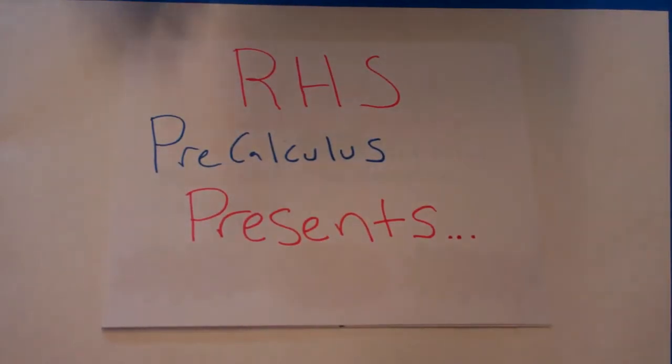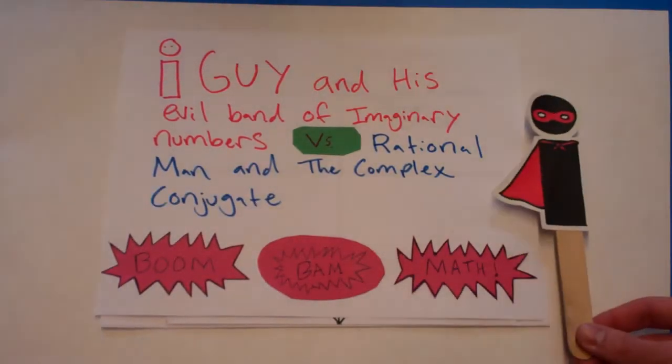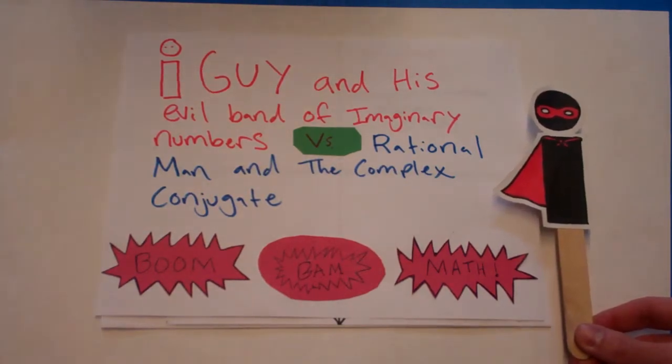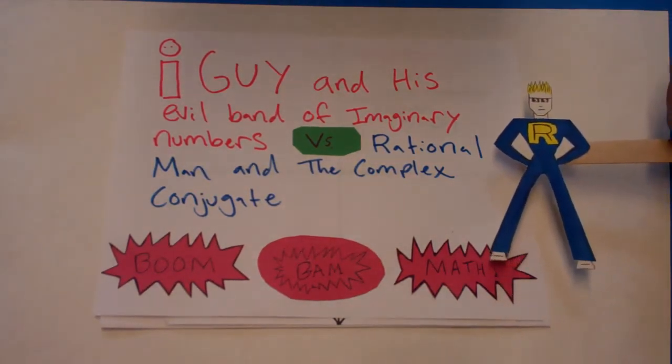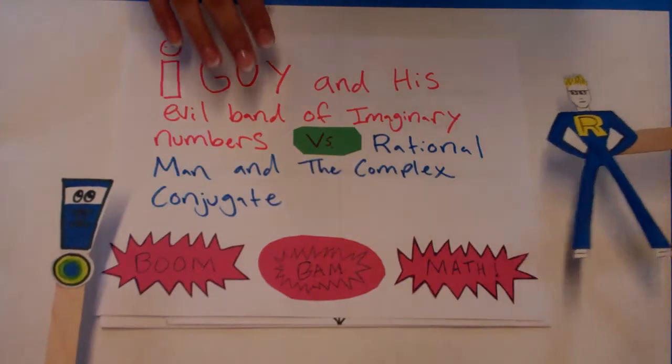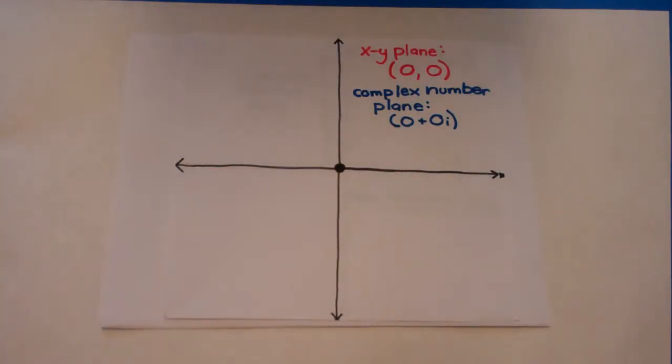RHS Pre-Calculus presents I-Guy and his evil band of imaginary numbers versus Rational Man and the complex conjugate. By the end of this video, you will know how Rational Man defeated I-Guy using graphs of complex numbers and the multiplication and division of complex numbers.